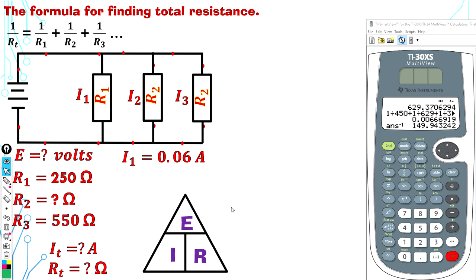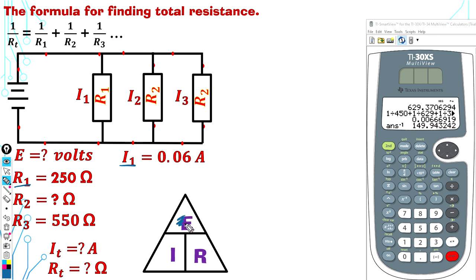All right, let's take a look at this one and see if we've got enough information to solve all of these. So looking here, we've got I1. I don't like that green, that's a little bit too light for me. Okay. So we've got I1 and R1, so I can find out my total voltage.